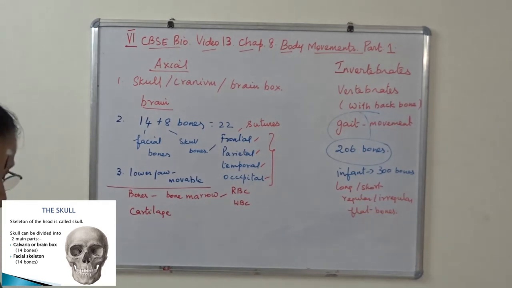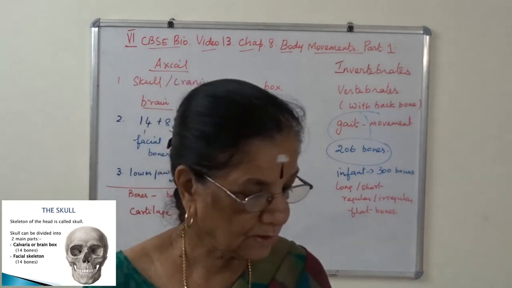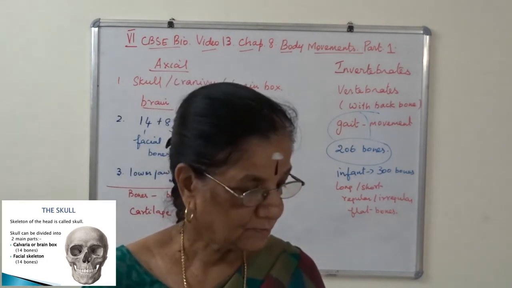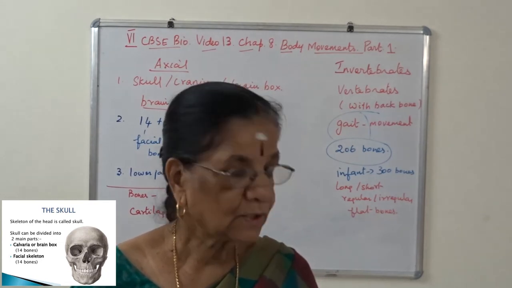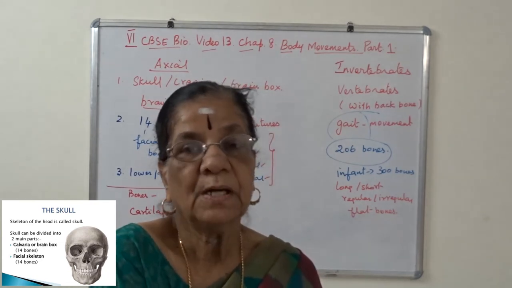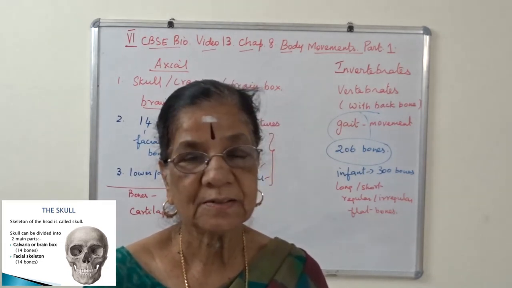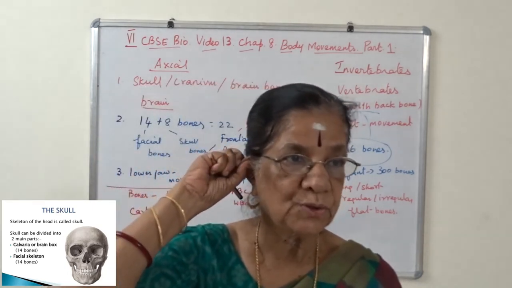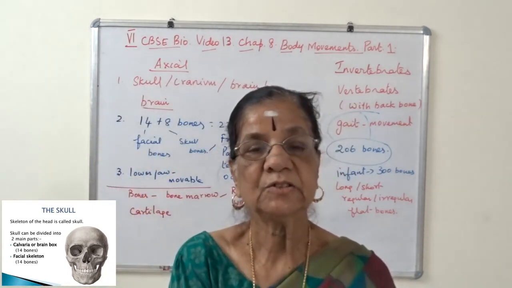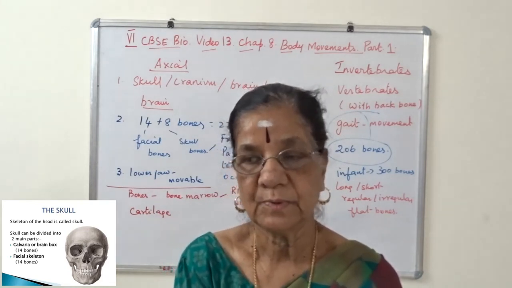So bones form a full framework of the body skeleton. Bones are the hard parts of the skeleton and cartilage is the soft part of the skeleton. And what are sutures? The bones of the skull are joined to each other. That is called a suture. And they are immovable.